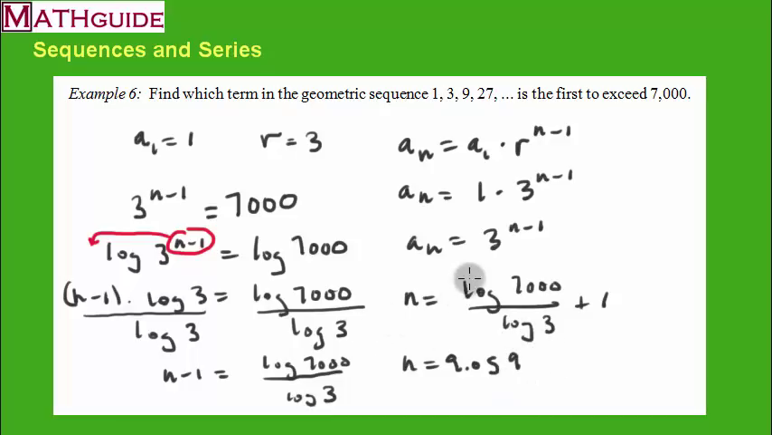I'm going to round that to 9. Now this makes no sense for the scenario that we're dealing with. You can't have a 9.05 ninth term. It doesn't make any sense. You either have an 8th term, a 9th term, a 10th term, but not a decimal number of terms. So this is the value for n that makes it exactly 7,000. But they want us to figure out when does it first exceed. So the 9th term would be too low. So that means if the 9th term is too low, the 10th term would be over 7,000. And there's your answer. It has to be the 10th term.